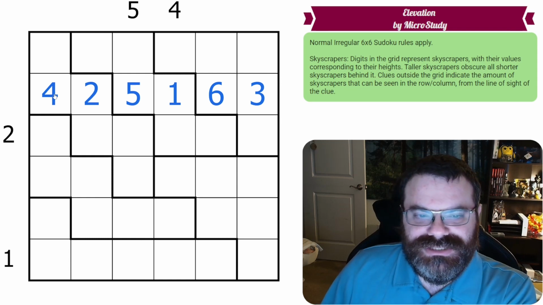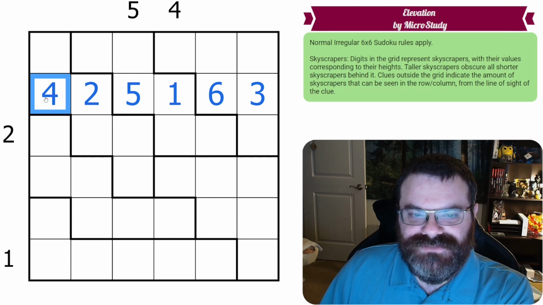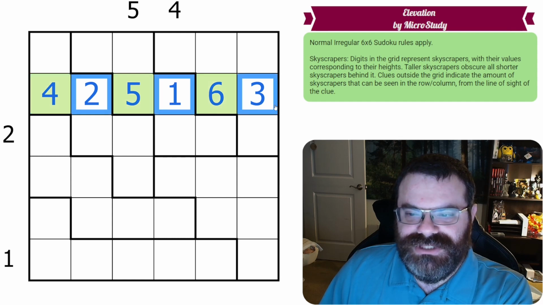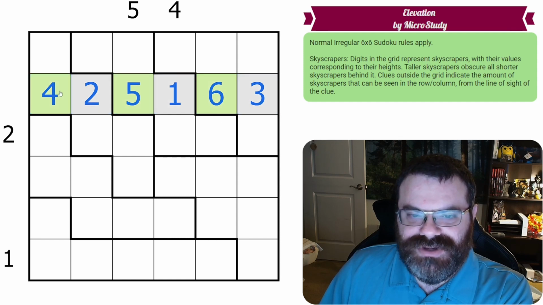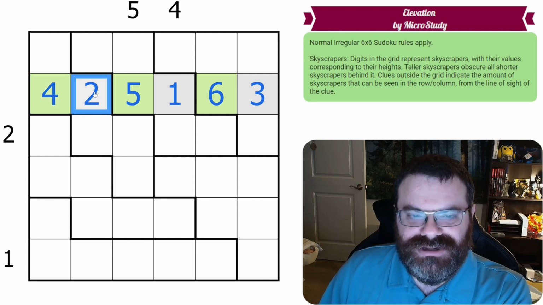And the way that works is you start from that side of that clue, and then you always see the first cell in that direction, and then you only see cells that are larger than the previous one you've seen. So we'd see these 3, but these 3 would be occluded. And it's called skyscraper because you can think of them as skyscrapers of that height. So the first skyscraper we see is 4 stories tall. There's a 2 stories tall one behind it, but we can't see it. It's blocked by the 4-story.